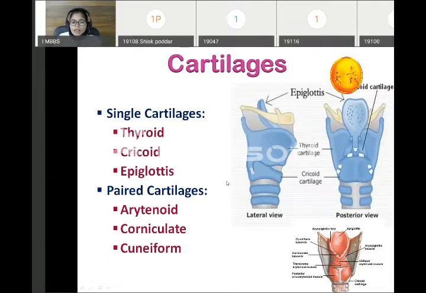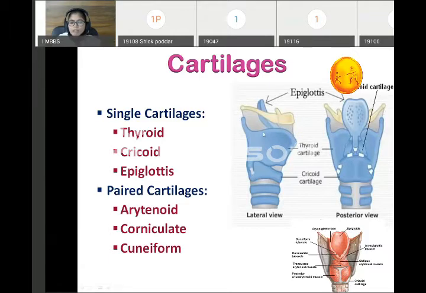There are also some paired cartilages. These are the arytenoid, corniculate, and cuneiform cartilages. This is the posterior view of the larynx. In this, you can see this is the arytenoid cartilage. This one is the corniculate cartilage. In this diagram also you can see this is corniculate and this is cuneiform. Small elevations we can see here are because of the corniculate and cuneiform cartilages.